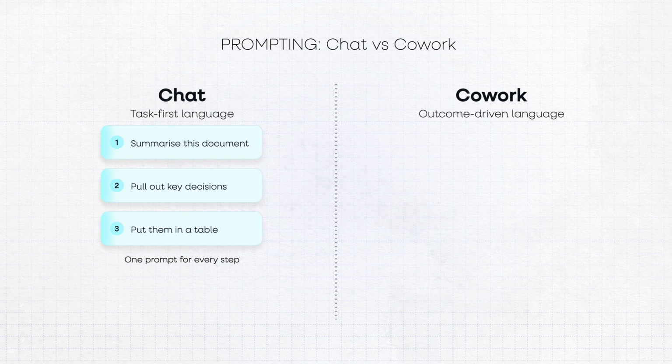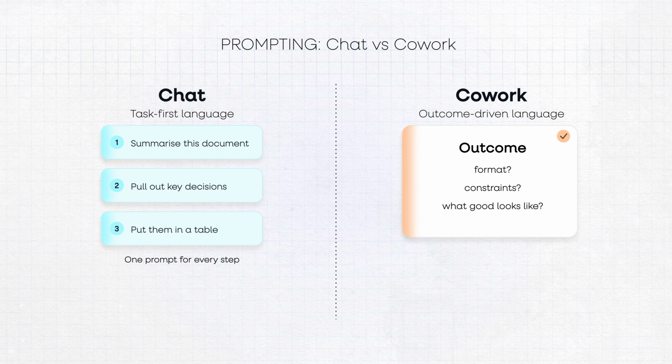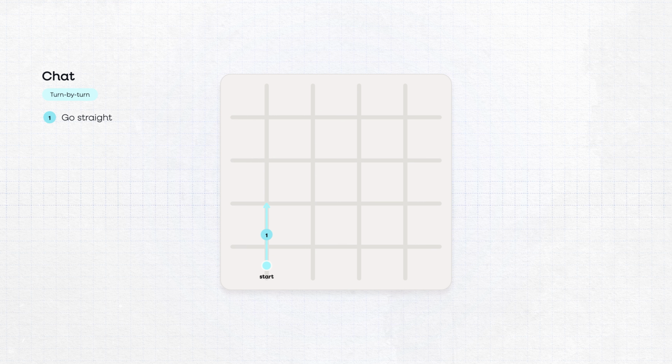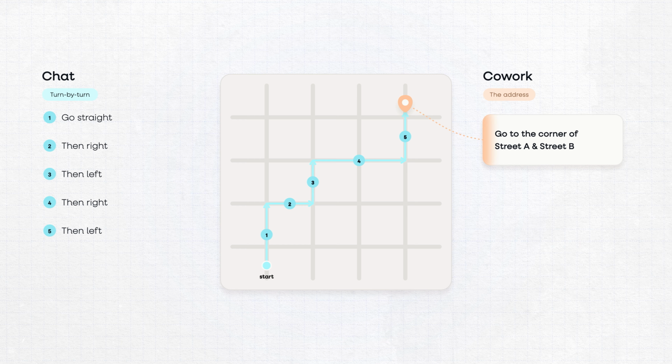The whole point of Cowork is that it's able to plan its own tasks, so what it needs from you is the outcome. And that means that when you prompt it, you need to describe how that outcome looks like. What is the format that you want? Are there any constraints? What does good look like? And then you can let it work out by itself what are the steps to be taken. You can also see it like this. Prompting chat is like giving someone turn-by-turn directions for every street, whereas prompting Cowork is like giving them the address and letting them drive to the actual destination.